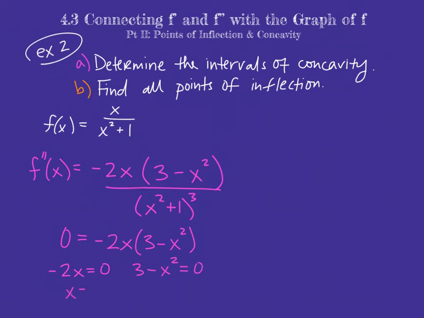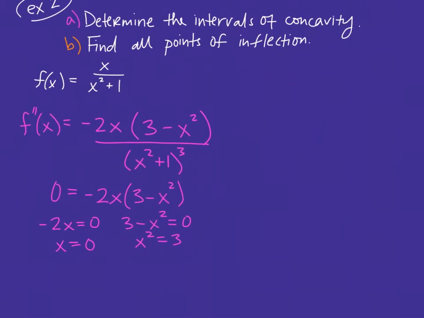We'll divide both sides by -2 to get x equals 0. And then over here, we'll have x squared equals 3 when we add x squared to both sides. When we do this and we take the square root of both sides, we do have to remember that plus or minus in front. So x equals plus root 3 and minus root 3, two x values there.